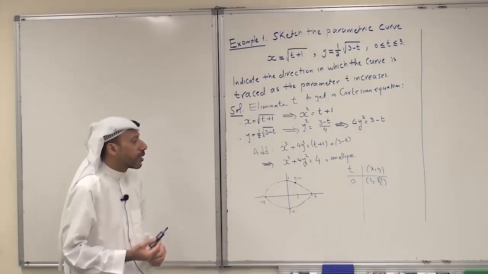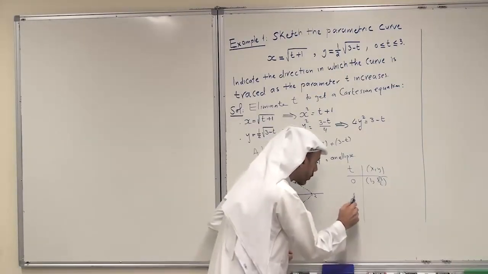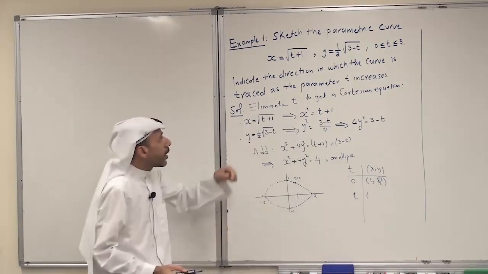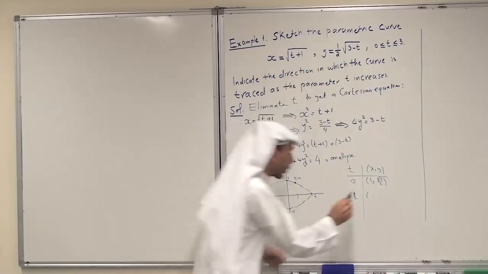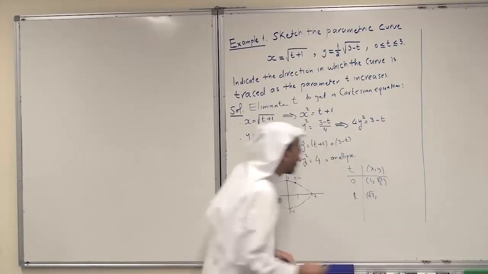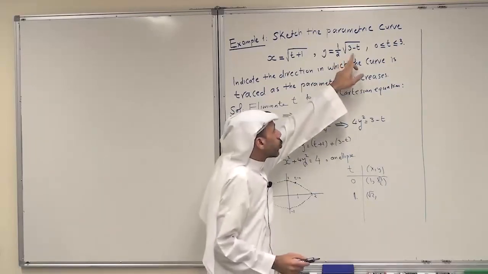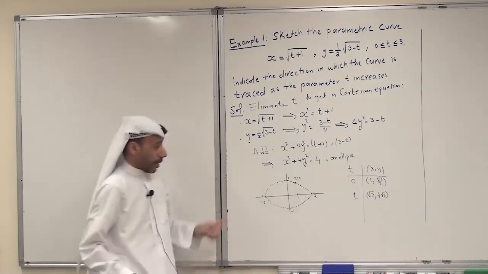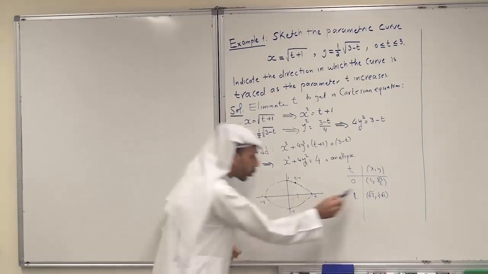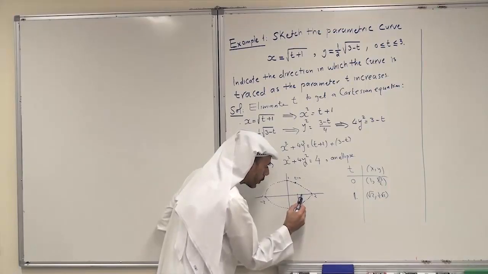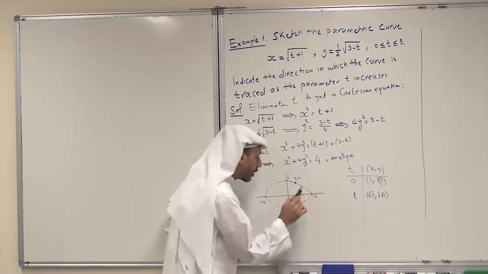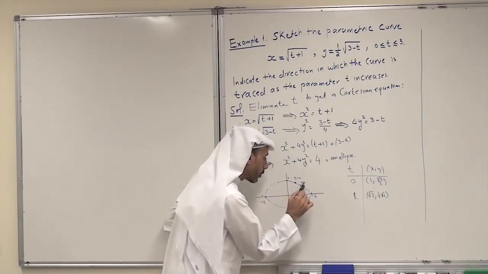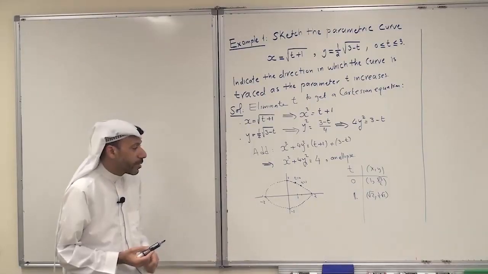The initial point. Take another point, for example, I can take t equals 1. Find the corresponding x and y. So x is root 2, and y will be root 2 over 2, half root 2. Indicate this point on the curve. Root 2 is just 1.4, so this is root 2 here. And half root 2 is less than 1. This is t equals 1, the second point.